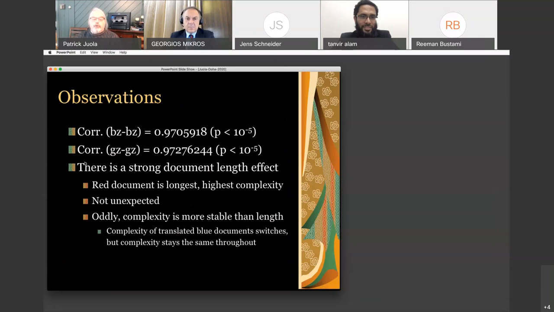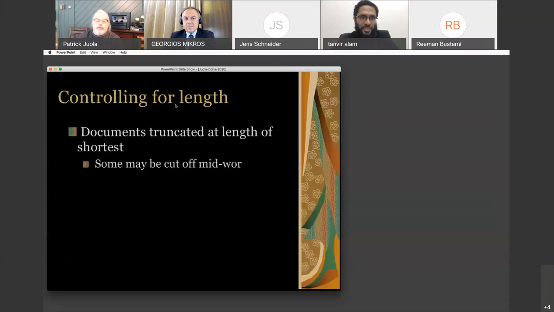There's also a strong document length effect, though. The red document is the longest, and because it is the longest, it is of the highest complexity, regardless of whether the language is more complex, just because there's more stuff said. So we have to do a second experiment controlling for length.